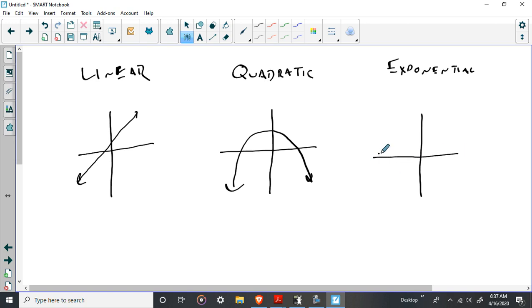Okay, and that should look something like this. It looks like something that's taking off, okay? Because all you guys have to do today is just identify those from a graph. It'll be a nice, simple, easy day.